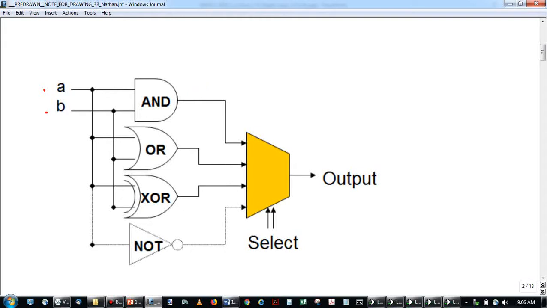So how many outputs will you have? 1, 2, 3, 4. They come into this box on this side. The box does something. You select somehow, and then you get one output, the one that you chose.